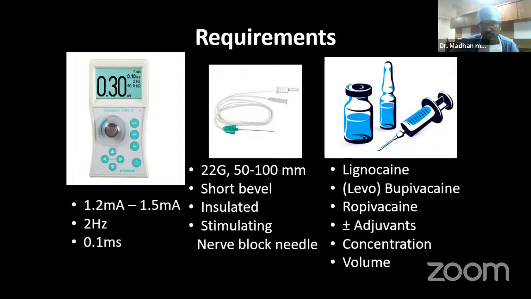For anesthesia, we give a higher concentration, like 0.5% bupivacaine or 0.75% ropivacaine. For analgesia, it is either 0.2% ropivacaine or 0.25% bupivacaine. Since it is a peripheral nerve stimulator guided block, you need a little higher volume, at least 25 to 30-40 ml of drug.